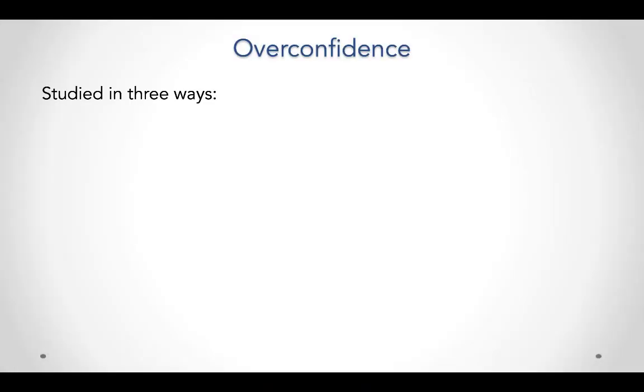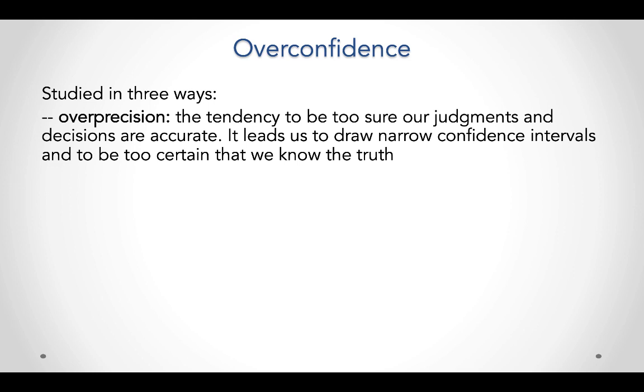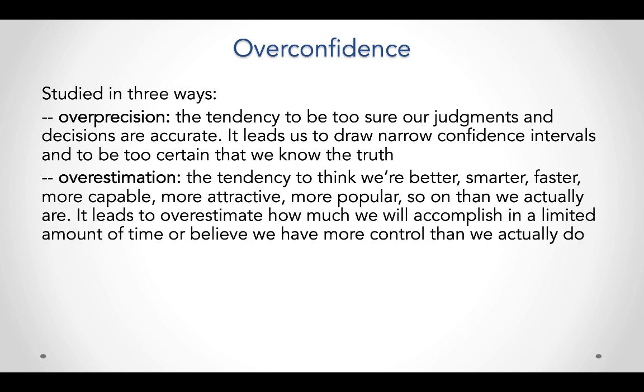So overconfidence is studied in three ways. There's over precision, the tendency that we are too sure that our judgment and decisions are accurate. Then overestimation: we think we're better, smarter, faster, more capable, more attractive, more popular, and so on, than we actually are. You probably heard that if you ask any driver if he or she is above average, they will say yes, which is kind of impossible.